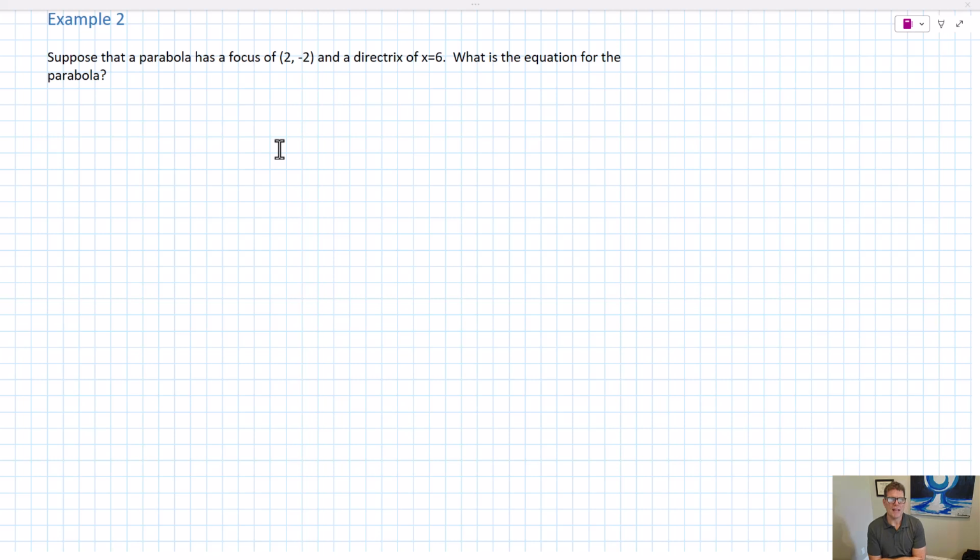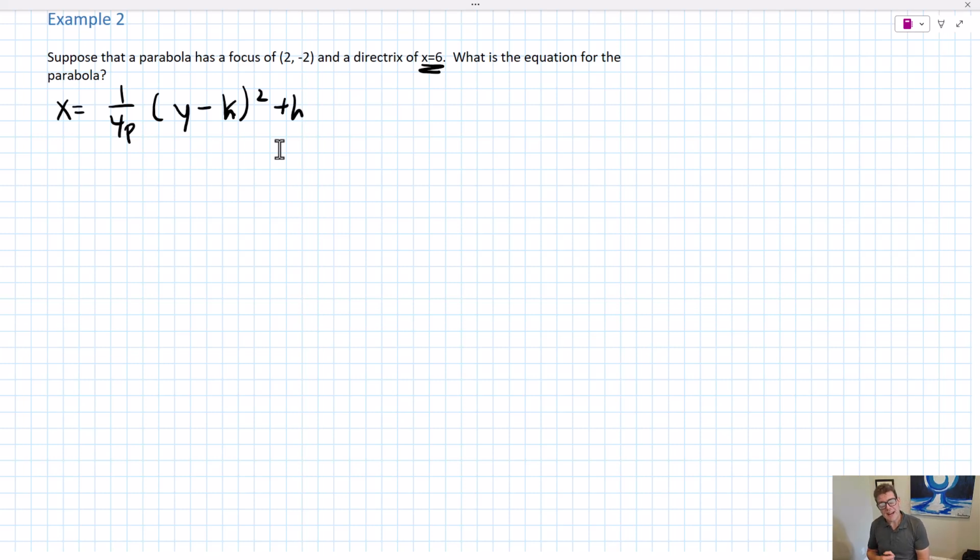Let's suppose that a parabola has a focus of (2, -2) and a directrix of x equals 6. What is going to be then the equation for the parabola? If you remember, what we wanted to do first is determine whether or not this was a left-right parabola. If you notice, the directrix x equals 6 is going to end up being a vertical line, and so that tells me that my parabola is going to be left-right. So my general equation is going to be x equals 1 over 4p times (y minus k) squared plus h.